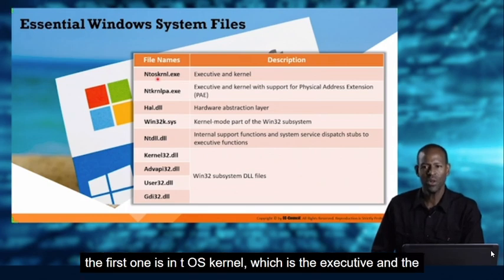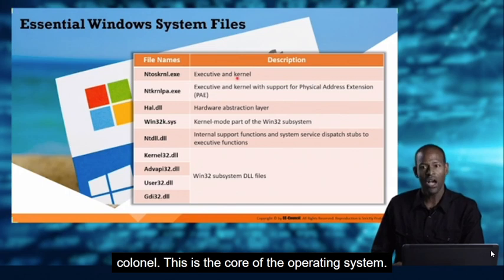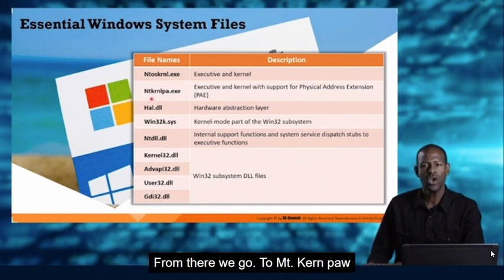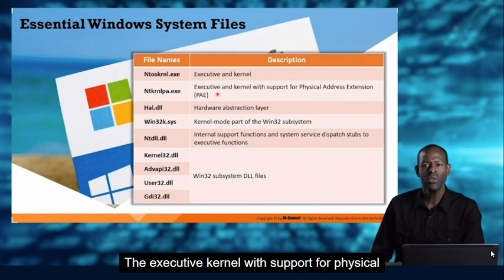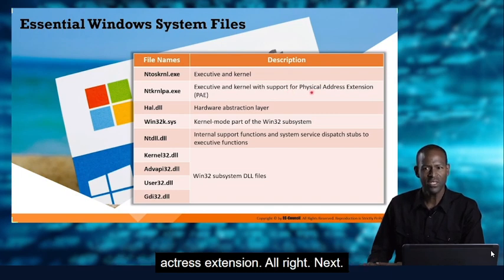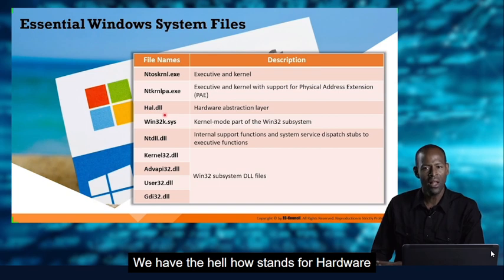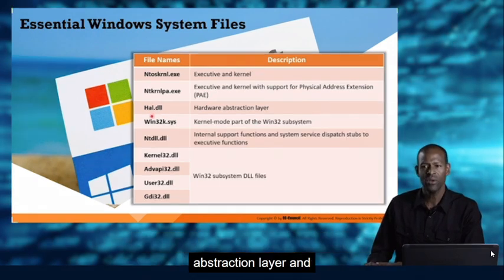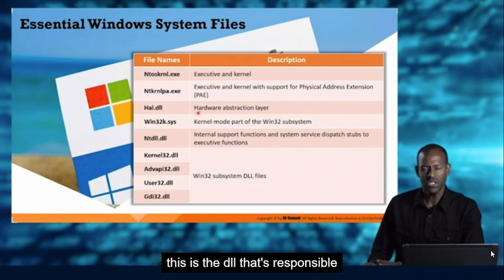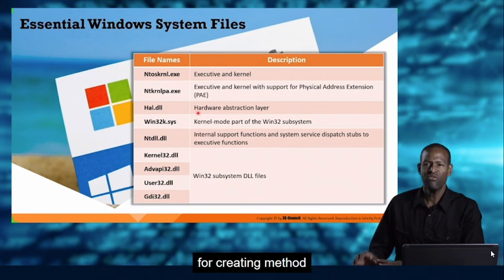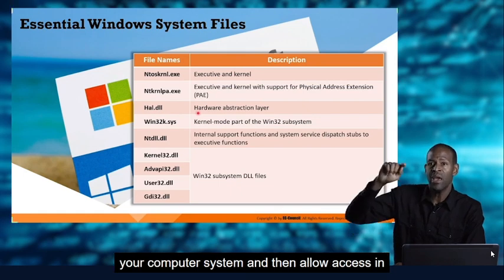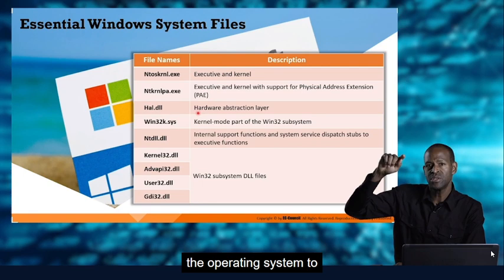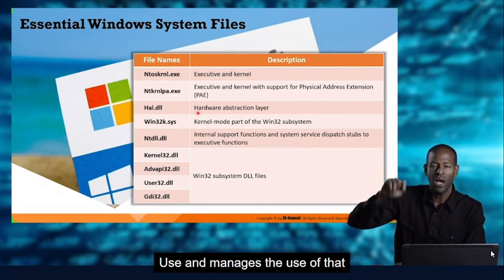So the first one is NTOSKRNL, which is the executive and the kernel. This is the core of the operating system. From there we go to NTKRNLPA. What is PA? That PA is the first two letters of PAE, which is physical address extension. So this is the executive kernel with support for physical address extension. Next one we have the HAL. HAL stands for Hardware Abstraction Layer, and this is the DLL that's responsible for creating a method for allowing the operating system to discover and make use of all the hardware on your computer system, and then manages the use of that hardware.